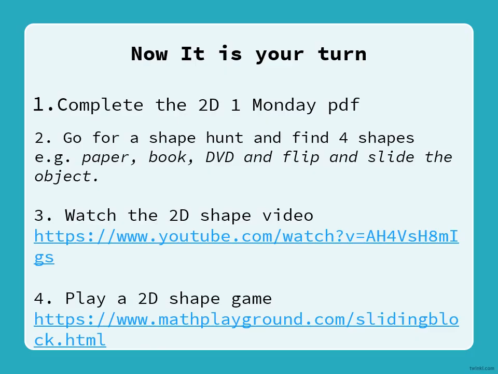Okay, so now it's your turn. Number one, you're going to complete the 2D One Monday PDF, which is just the pictures that I just showed you. And then number two, I want you to go for a shape hunt and find 4 shapes. For example, you might find a piece of paper, a book, a DVD. I know lots of you don't have those necessarily anymore, but you might have a DVD player somewhere. And you can then try and flip and slide the object. So take a photo of your work so that we can see how you've gone with that today.